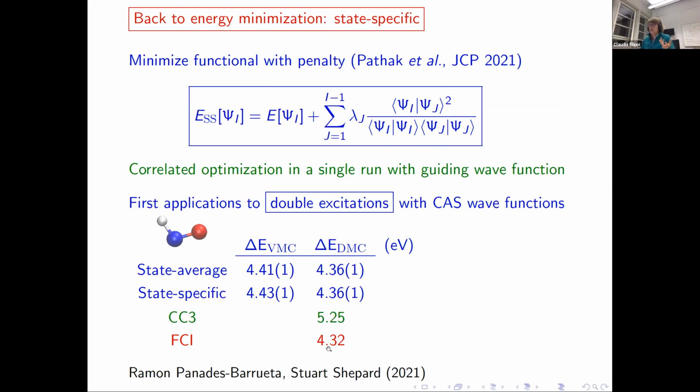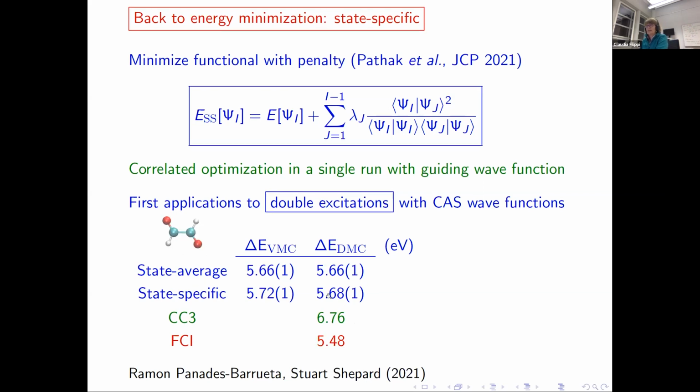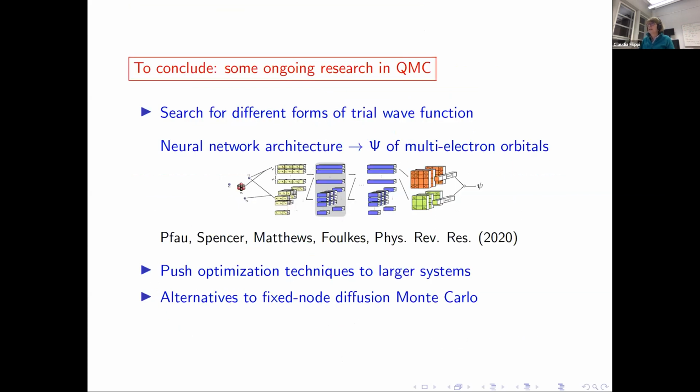And with respect to full CI, coupled cluster can be off by 1 eV. Here BNC and DNC are both very good and very close to the full CI. Here is another one. Since the wave function is simple, again there is a huge error at the level of coupled cluster, and here we are very close but not close enough. So we are still playing with our wave functions, and that's work in progress.